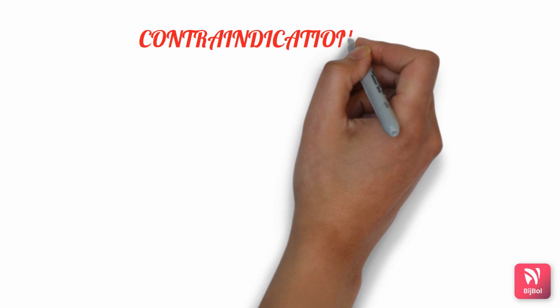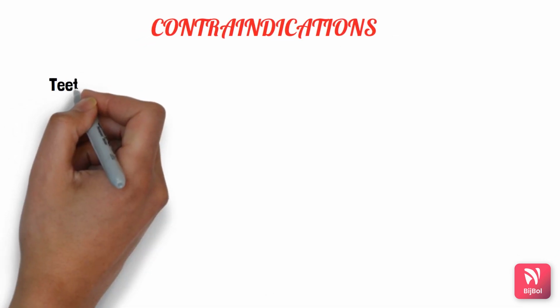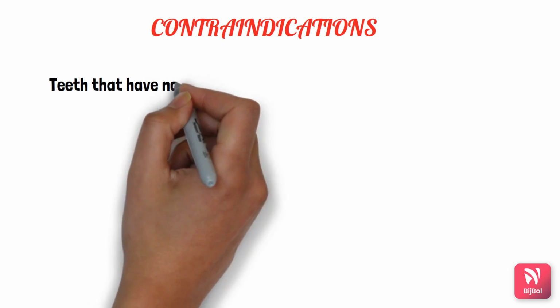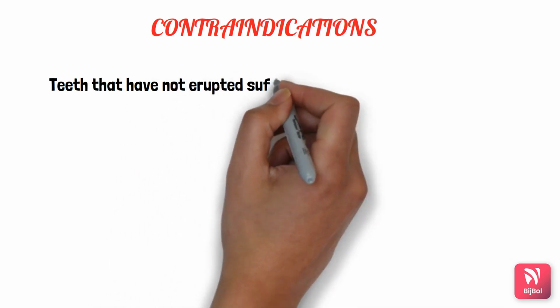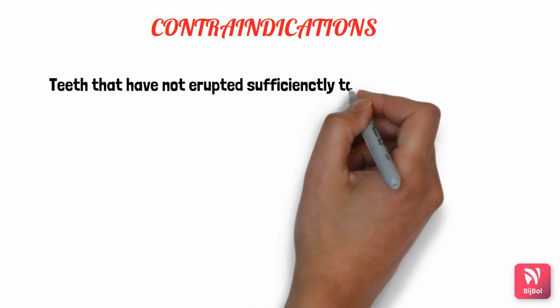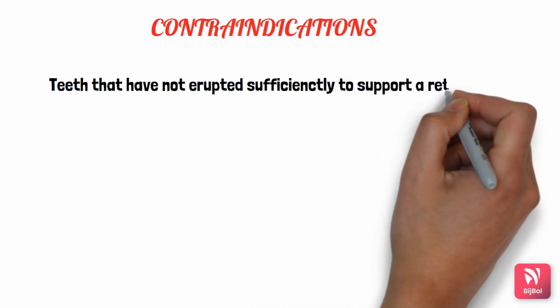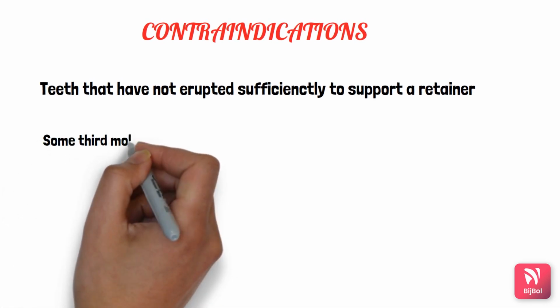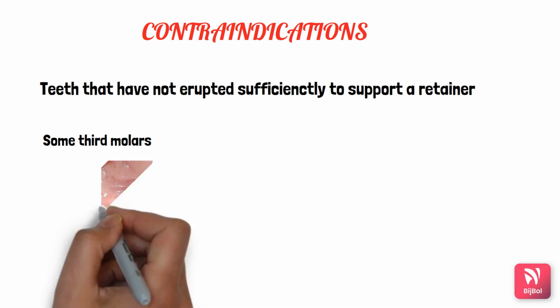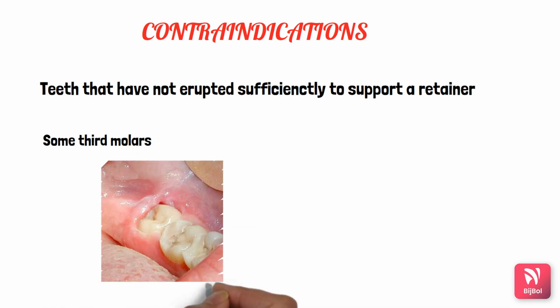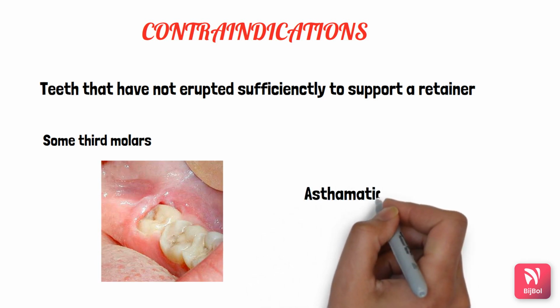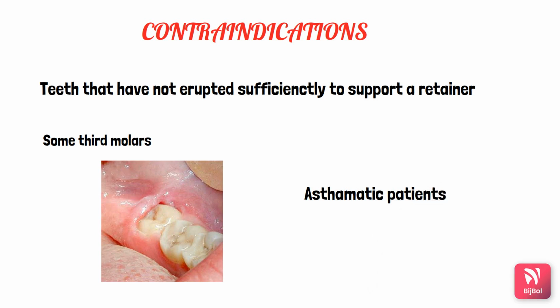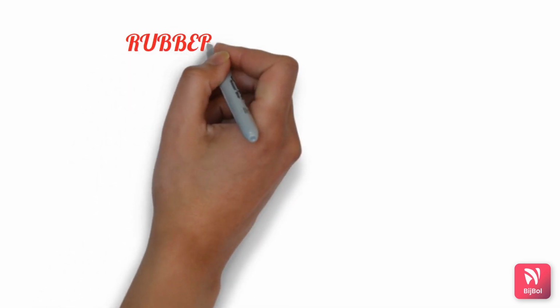Now we'll see the contraindications of the use of rubber dam. Teeth that have not erupted sufficiently to support a retainer are contraindicated for rubber dam placement. Extremely malpositioned teeth are also contraindicated. Some third molars which are not properly erupted or are malpositioned are contraindicated, and asthmatic patients with breathing problems and patients who are allergic to latex are contraindicated for rubber dam usage.